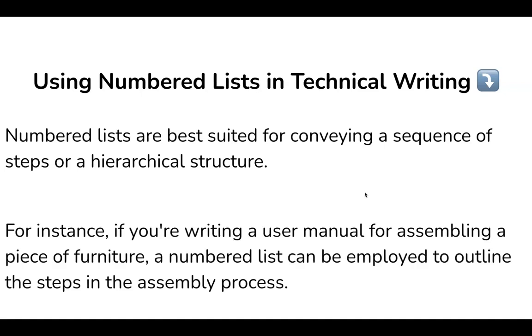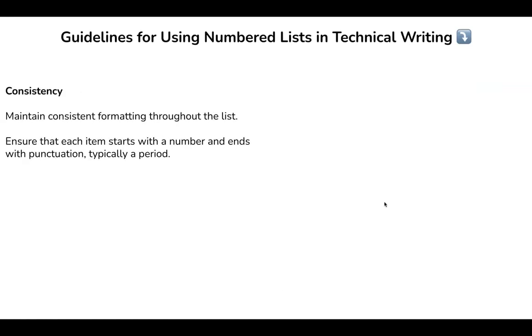So for instance, if you're writing a user manual for assembling a piece of furniture, a numbered list can be employed to outline the steps in the assembly process, right? So you need to make it obvious that okay, number one, do this, number two, do this, right? So you should use a numbered list in this case every time, right? So let's look at some of the guidelines you can follow to use numbered lists in your technical content.